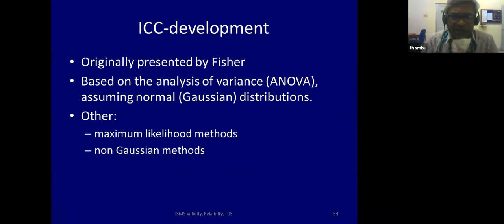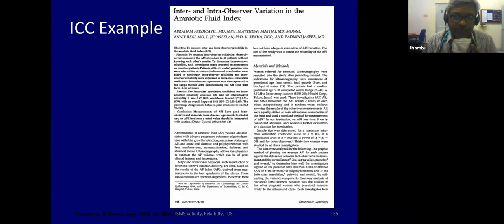The intra-class correlation coefficient was originally presented by R.A. Fisher, and it was based on the analysis of variance, or ANOVA, assuming normal distribution. Now there are other methods of doing ICC, based on the maximum likelihood method and non-Gaussian methods.